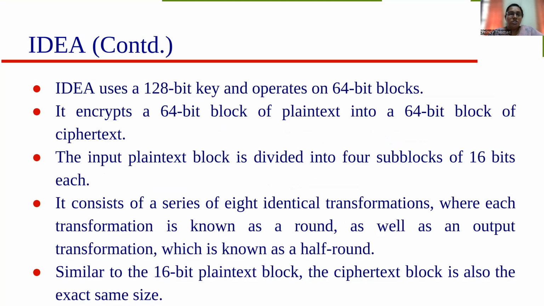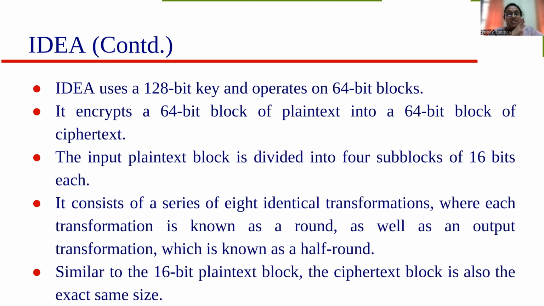Now we're going to go into some details. As I told you earlier, the key size for IDEA is 128 bits and the block size is 64 bits, so it encrypts a 64-bit plain text into 64-bit ciphertext. To do this, initially the 64-bit plain text is divided into 4 sub-blocks and each block is 16 bits; 16 into 4 is 64 bits. Then there are a series of identical 8 rounds, and in each round the same transformations are done. Only the input and the output will be different.